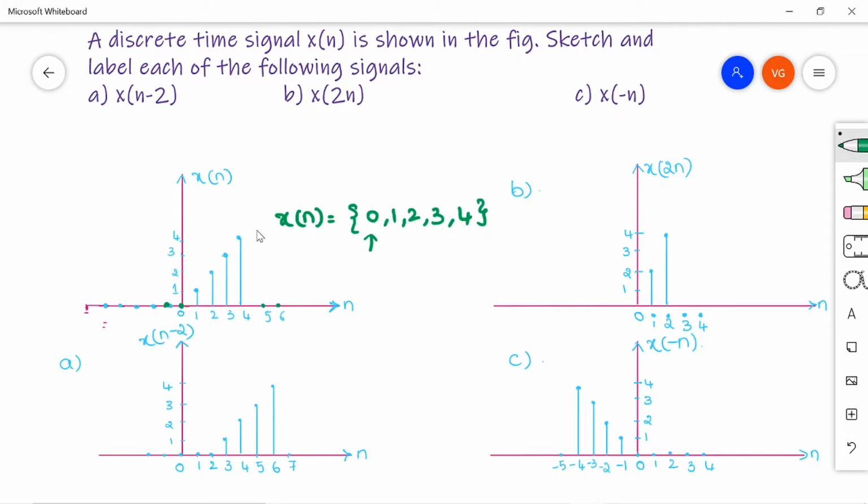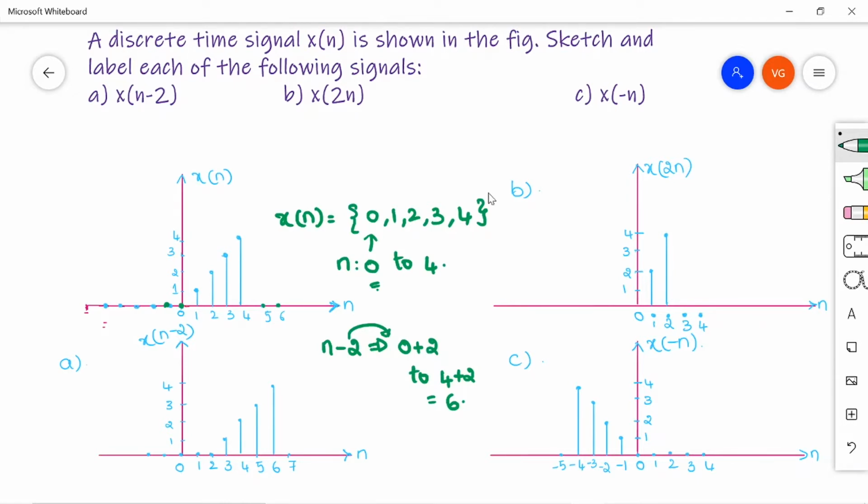x of n has the range from 0 to 4. If they are asking for n minus 2, what does that mean? This minus 2 you add to the range. If you bring that to the other side, you will get plus 2 everywhere. So that is 0 plus 2, 2, and 4 plus 2, that is 6. So your signal has to extend from 2 to 6.